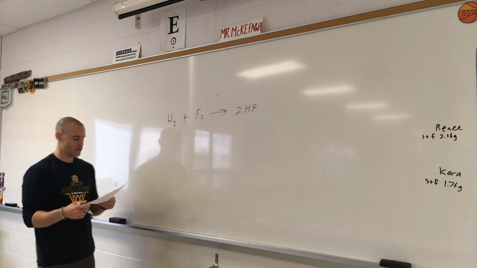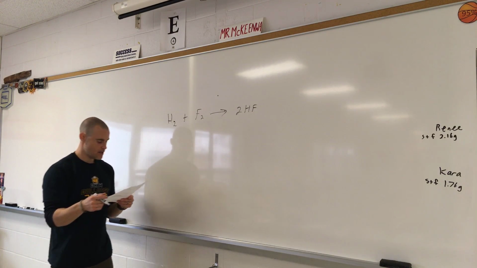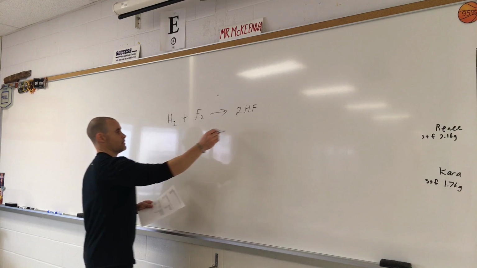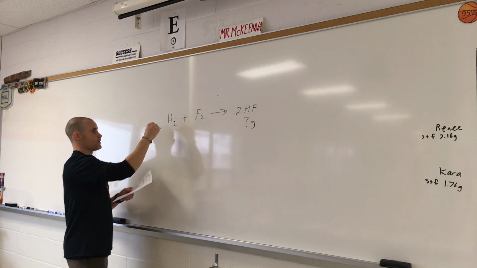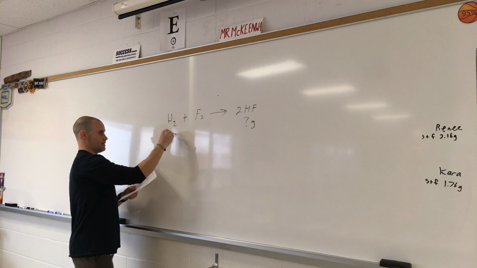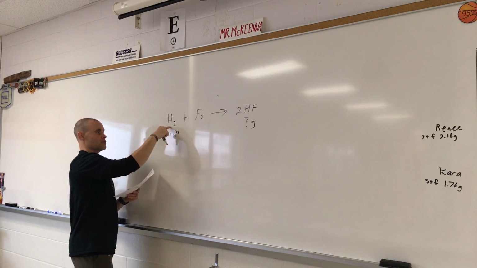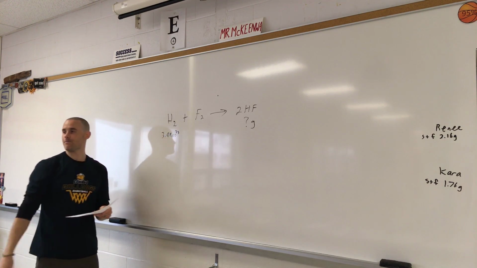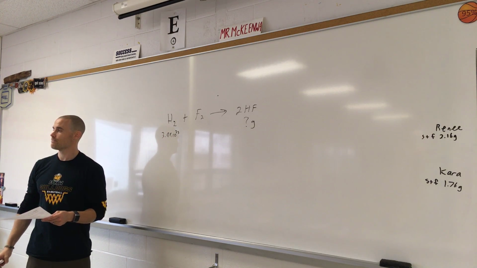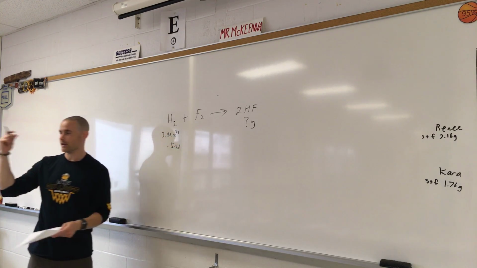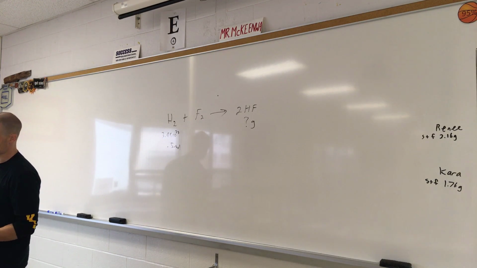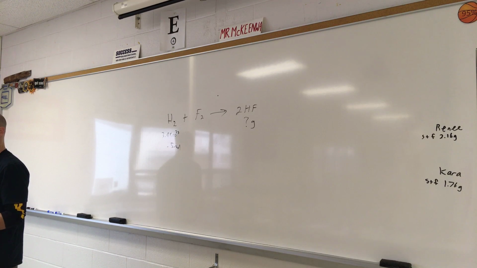So, how are you supposed to do this without a calculator? It says what mass of HF, so grams, by 3.0 times 10 to the 23rd molecules of those. How many moles is that? Someone just said 0.5. That's what everyone needs to be able to do off the top of your head. If you can't do that, you've got to get there.